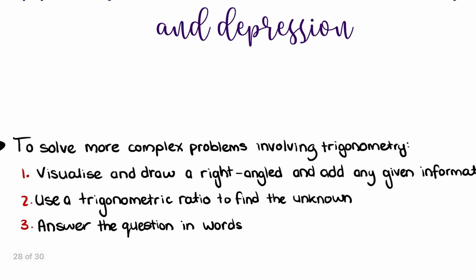Because they're quite complex sometimes, you need to be able to visualize and draw a right angle triangle and add any given information. As you're reading, if they're telling you you've got two buildings, draw two rectangle buildings. Or if you've got two mountains, draw two mountains. When you draw a diagram, you can then find your right angle triangle in it. From there, it's fairly basic. You then use which trig ratio you need, and then answer the question in words is the last part of it.